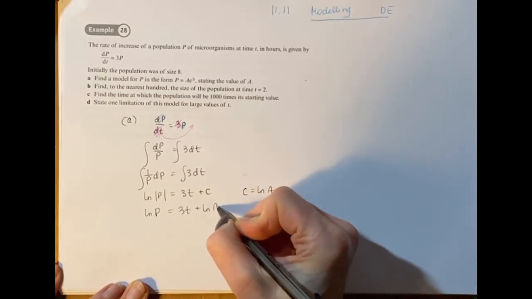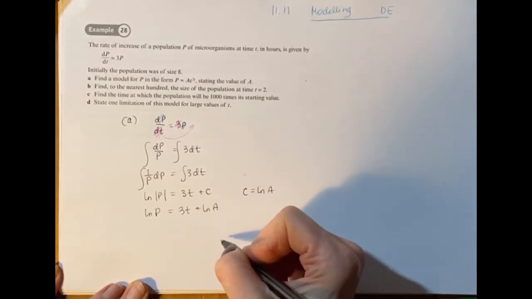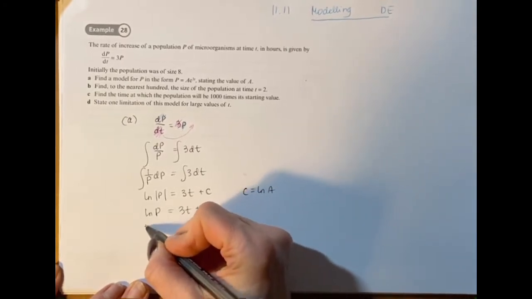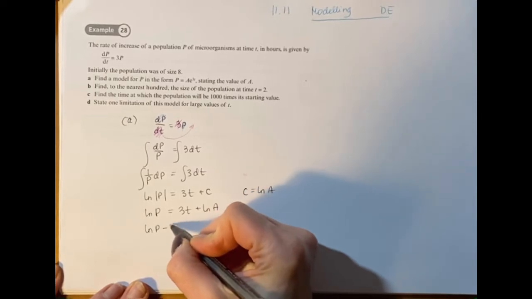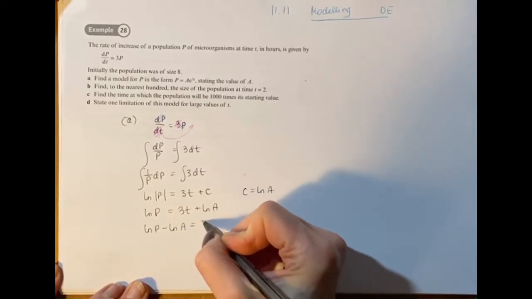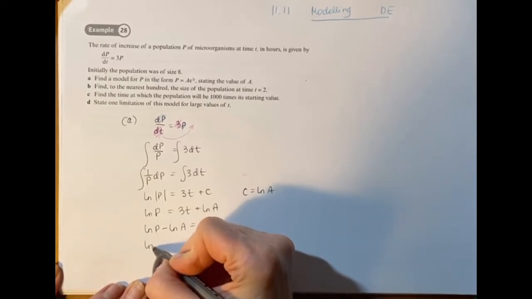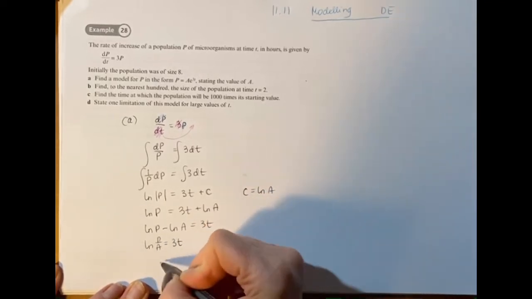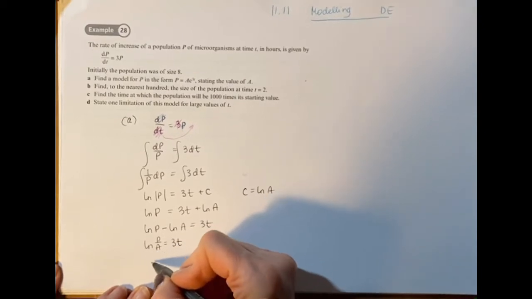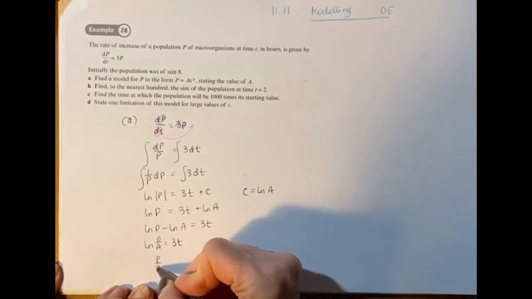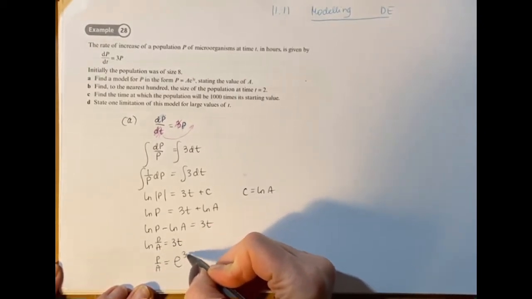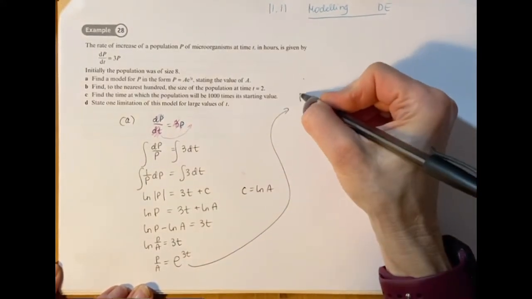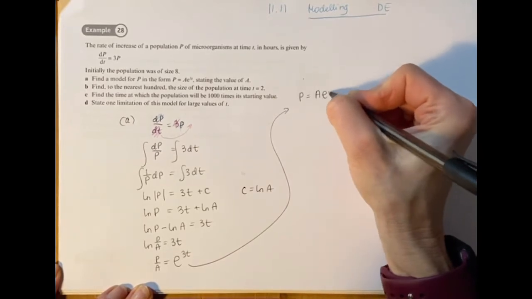There you go. Okay, so we are going to move the A across and combine them. So you've got ln P minus ln A is equal to 3t. So it's ln of P over A is equal to 3t. So give it an e. So you've got P over A is equal to e to the power 3t, giving us P is equal to A e to the power 3t.